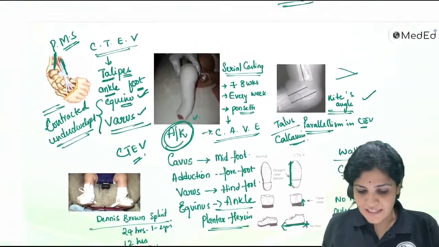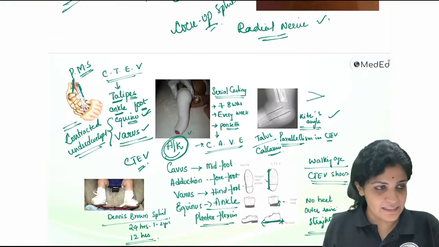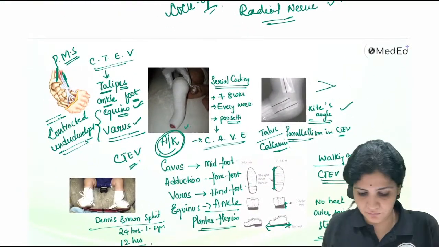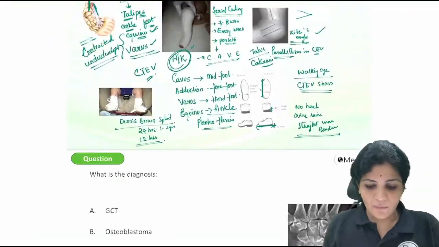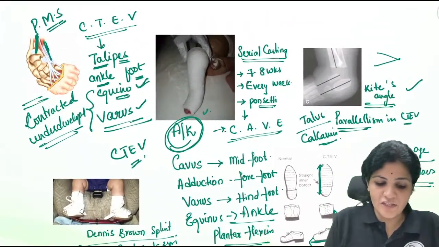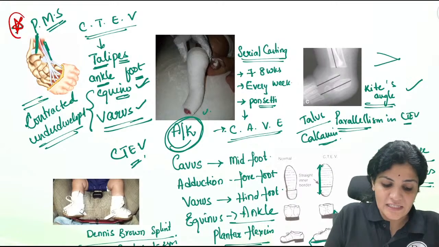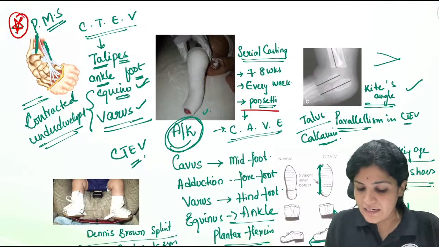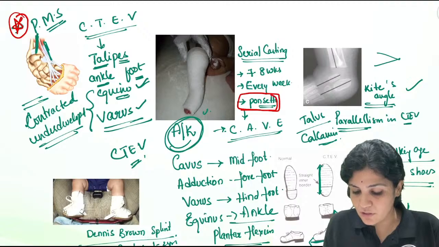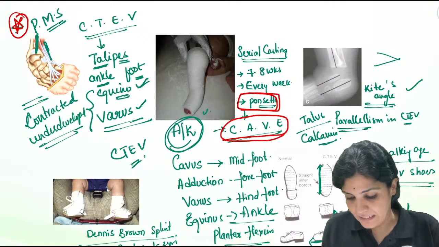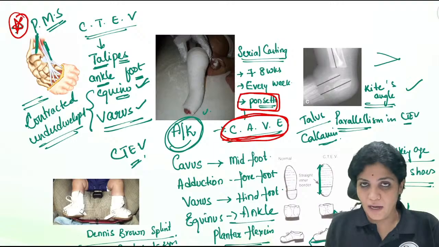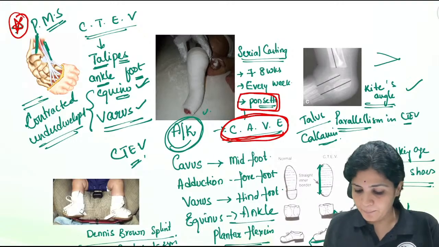Okay, so that is about the CTEV. All you have to understand and learn, is that clear, everyone? Very, very important. The important thing is you have to understand what the various deformities present in CTEV are and how they are corrected. So this is the Ponseti technique by which you are correcting, and this is achieved by serial casting, right? So serial casting you have to do and achieve this correction. Fine.